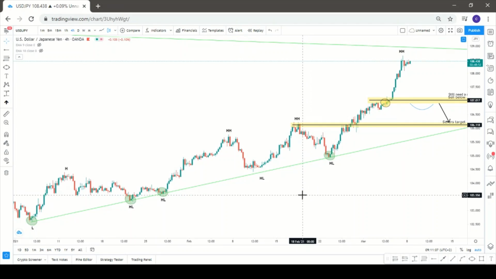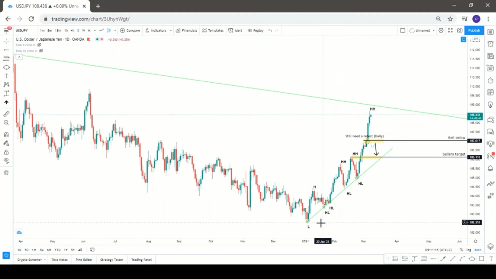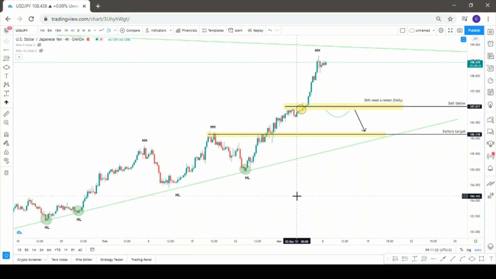But the reason I love this pair is because once it moves in a direction, right, that is the direction for a very long period of time. So we can see, if I just switch over to the daily, we can see for the whole of 2021 it's been in a bullish move up, right? So at this stage I'll only be looking for buys. If we do get a retrace this week, I'm expecting huge moves once again because of what the Federal Reserve has been doing in America and just yen movement as a safe haven currency.